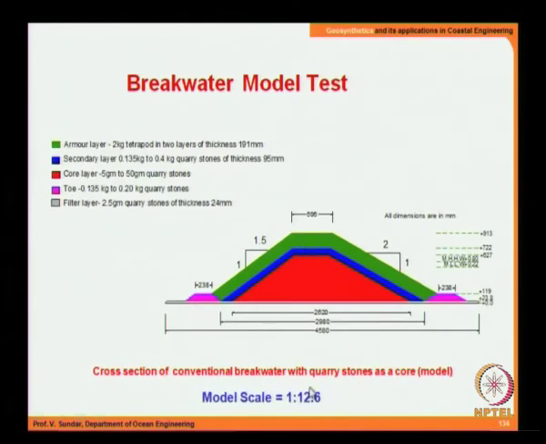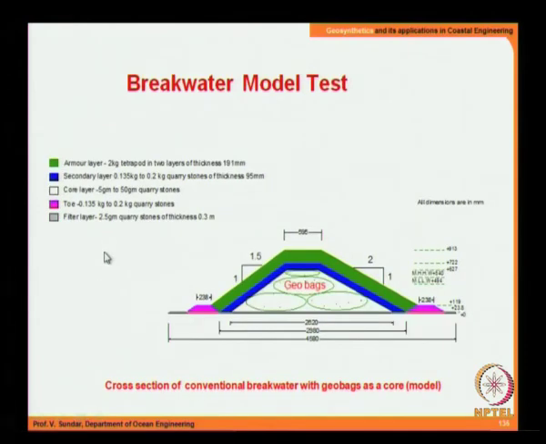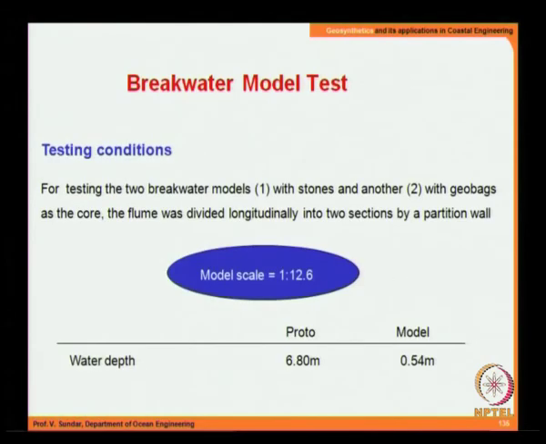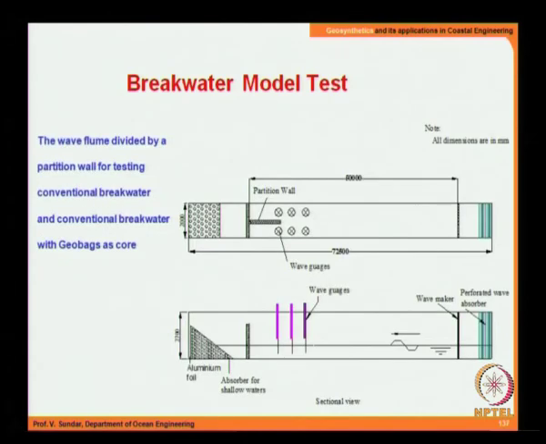After adopting a model scale of this much, the cross section that needs to be tested in the model is shown here. So the tetrapod weight is around 2 kg, and other things are indicated in this picture. And in the case of geotube, the same tetrapod was adopted here, and you had the geobags filled in, occupying the core layer. So these are the testing conditions.